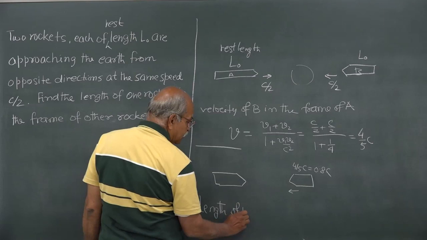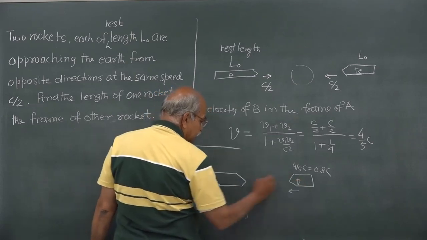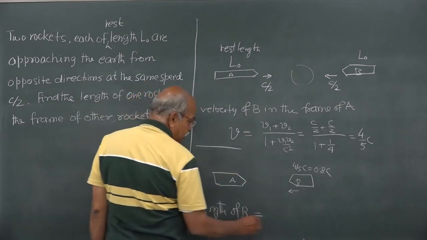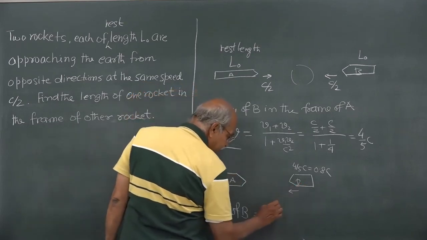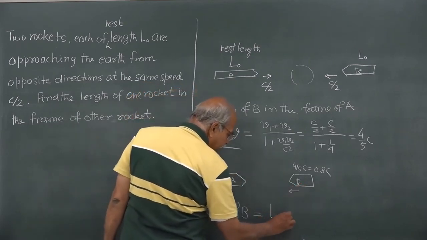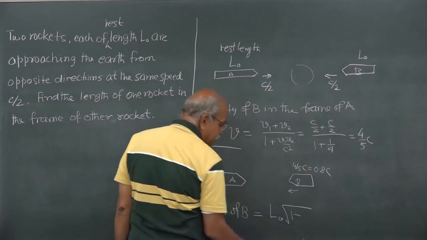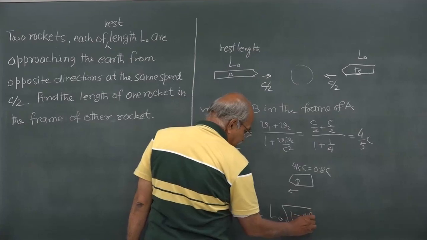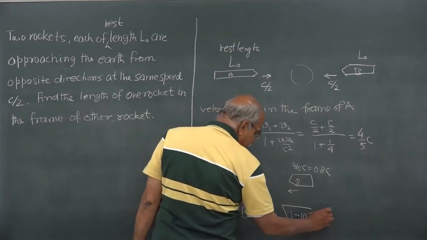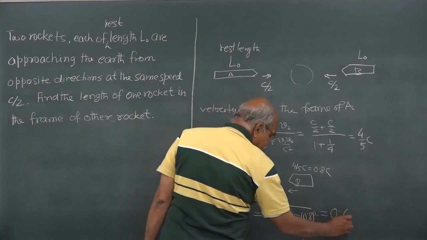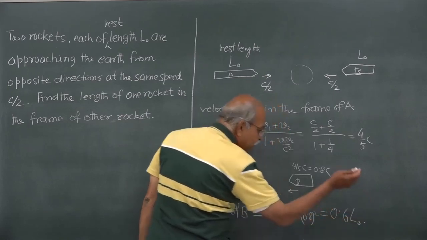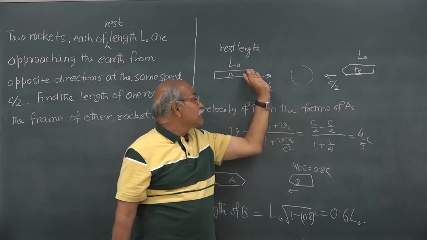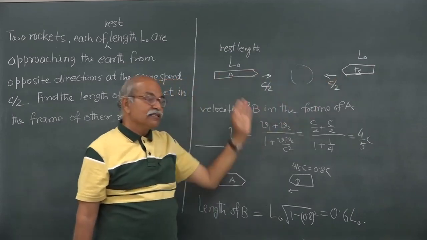Length of B, this is B, is equal to, as in from this A, its rest length, which is L naught, and then contracted by this factor square root of 1 minus V square by c square, that is this 0.8 square, and that is 0.6 L naught. So, that is the length measured in this frame, length of this rocket measured in this frame.